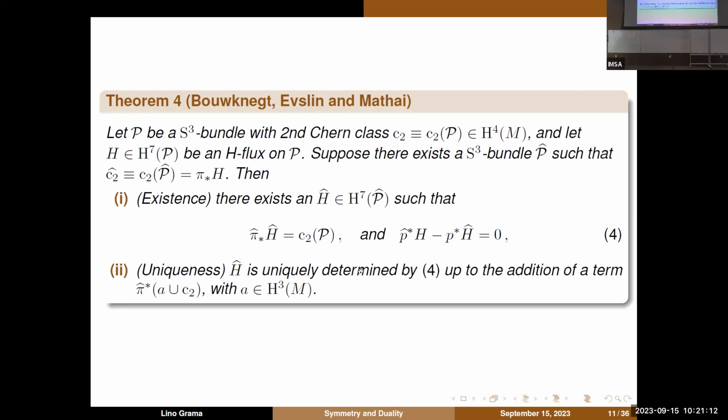We start with the S3 bundle P and fix the second Chern class, and we pick the 7-form H to be the H flux. Suppose there exists an S3 bundle P hat that satisfies this. Then you have an existence and uniqueness theorem for the dual. But the uniqueness is a little bit tricky because we are assuming the base is S4.